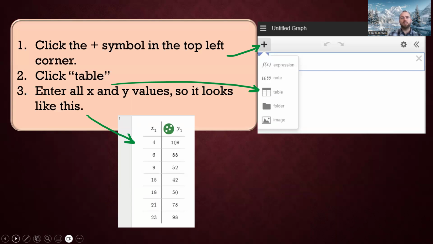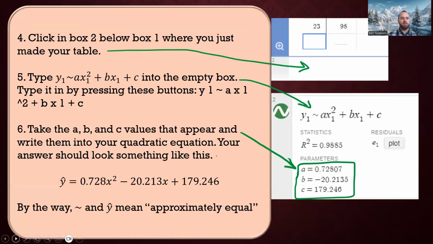The first thing you do is click that plus symbol in the top left corner. Next, click on table. That's going to open a blank table. And now is the time for you to look at the x and y values on your table from your question and put them into this table right here. Now we have our table with our values.